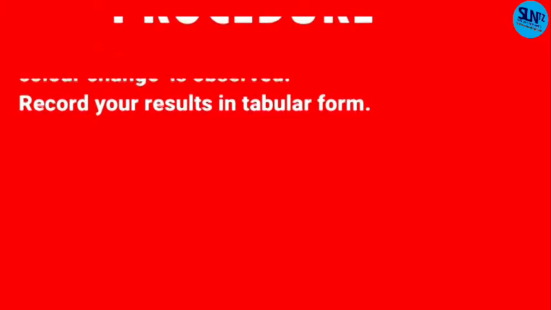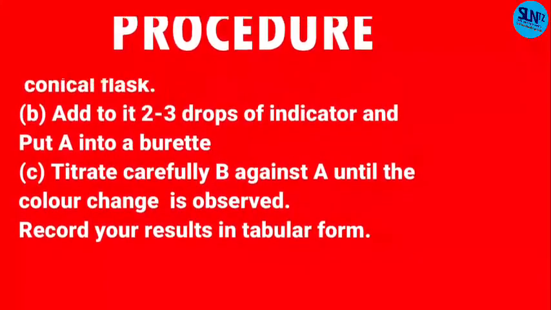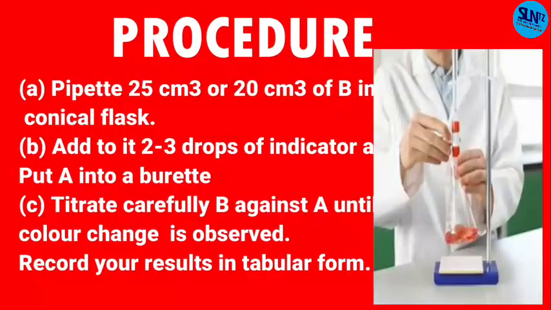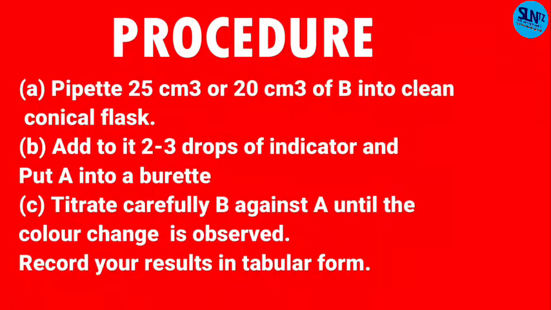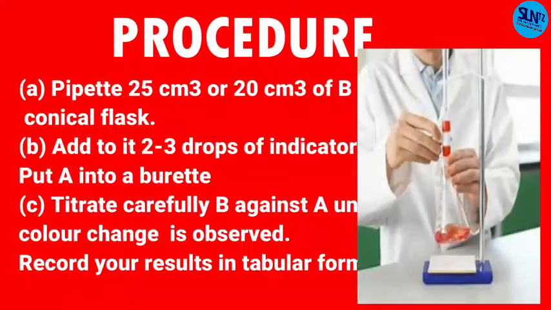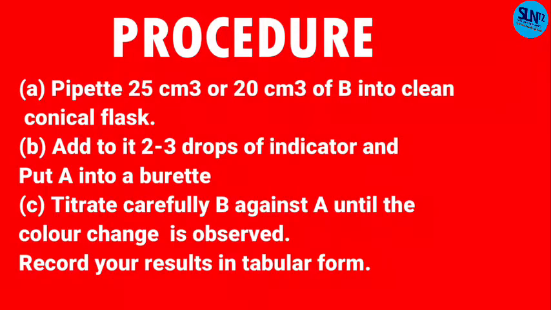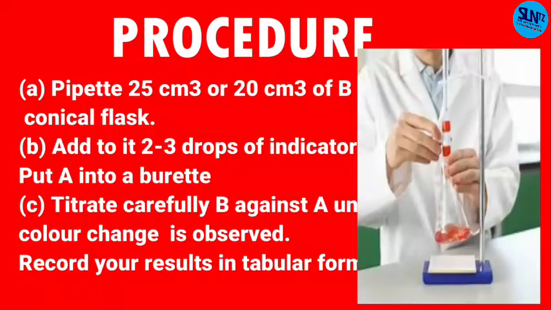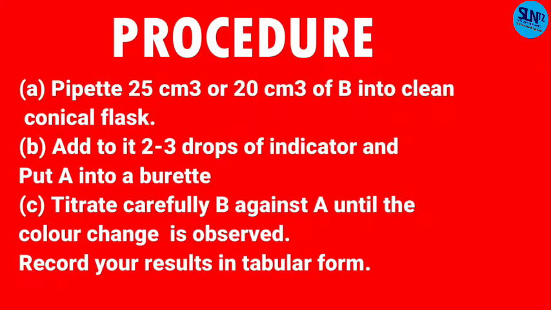Procedure. Pipette 25 or 20 mL of solution B into 2 clean conical flasks. Remember that solution B is a base. Procedure number 2: add 2 up to 3 drops of indicator and put solution A into a burette. Titrate carefully solution B against solution A until the color change is observed, and record your results in tabular form.